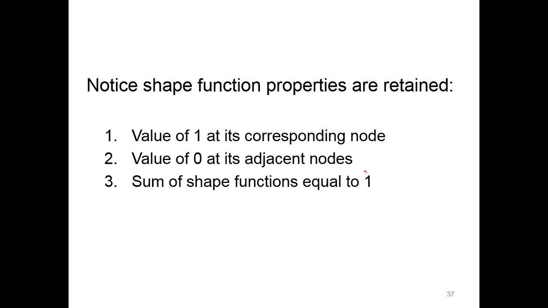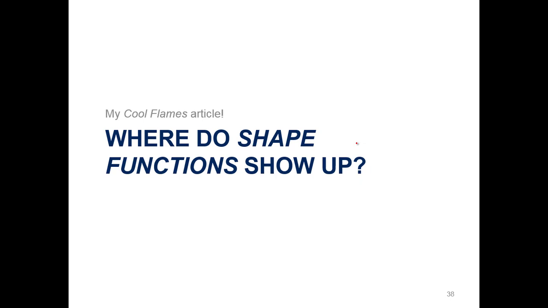All right, that looks great. So again, the shape function properties are retained because we got the same ones as we had for the cubic. We did this before, but a value of 1 at its corresponding node and a value of 0 at its adjacent node, and they all equal 1 if we sum them up. So it maintains those properties.